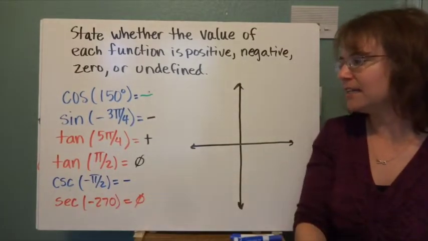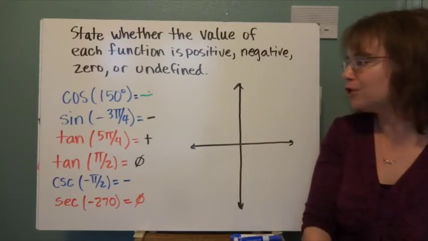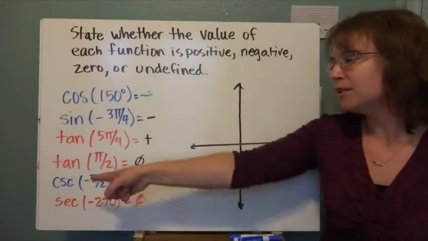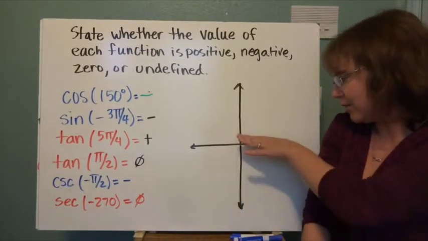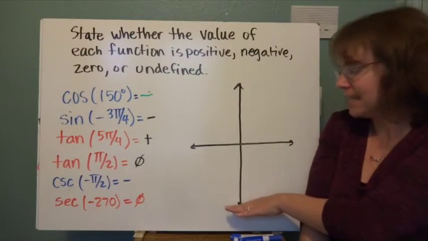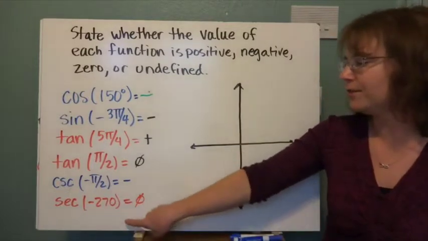Looking at my cosecant of negative pi over 2, I go down here, negative pi over 2, and I want to look at, cosecant is just 1 over sine, and my sine over here is going to be negative in here. And it's not going to be 0, so it's negative down in here. It's at negative 1 actually.